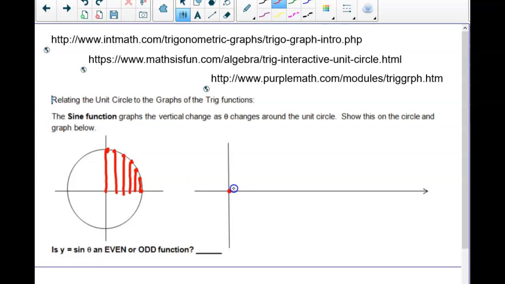Okay, now if I attempted to draw all those little red segments, move them over here, do you see that they were getting longer and longer until they hit 1? Now what happens in this quadrant to the height as I move my point around the circle this way? Yep, the height is getting shorter and shorter, until it's back to nothing.